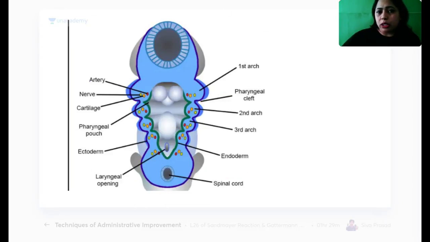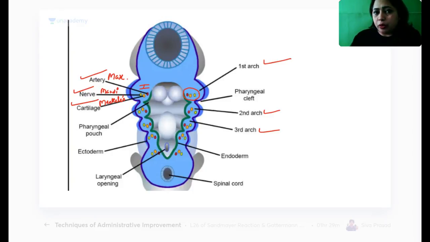Okay, so now let's go to the arches. Now you have so many arches. You have the first arch, second, third, and you can see the fourth and the sixth arch. Now each arch has got a set of derivatives, okay, a set of structures that is derived. There is an artery, there is a nerve and a cartilage. Now if you take up the first arch, you have an artery, for example the artery that is called the maxillary artery, then you have the nerve that is called the mandibular, and you have the cartilage that is called the Meckel's cartilage. Okay, these are the derivatives of the first arch.